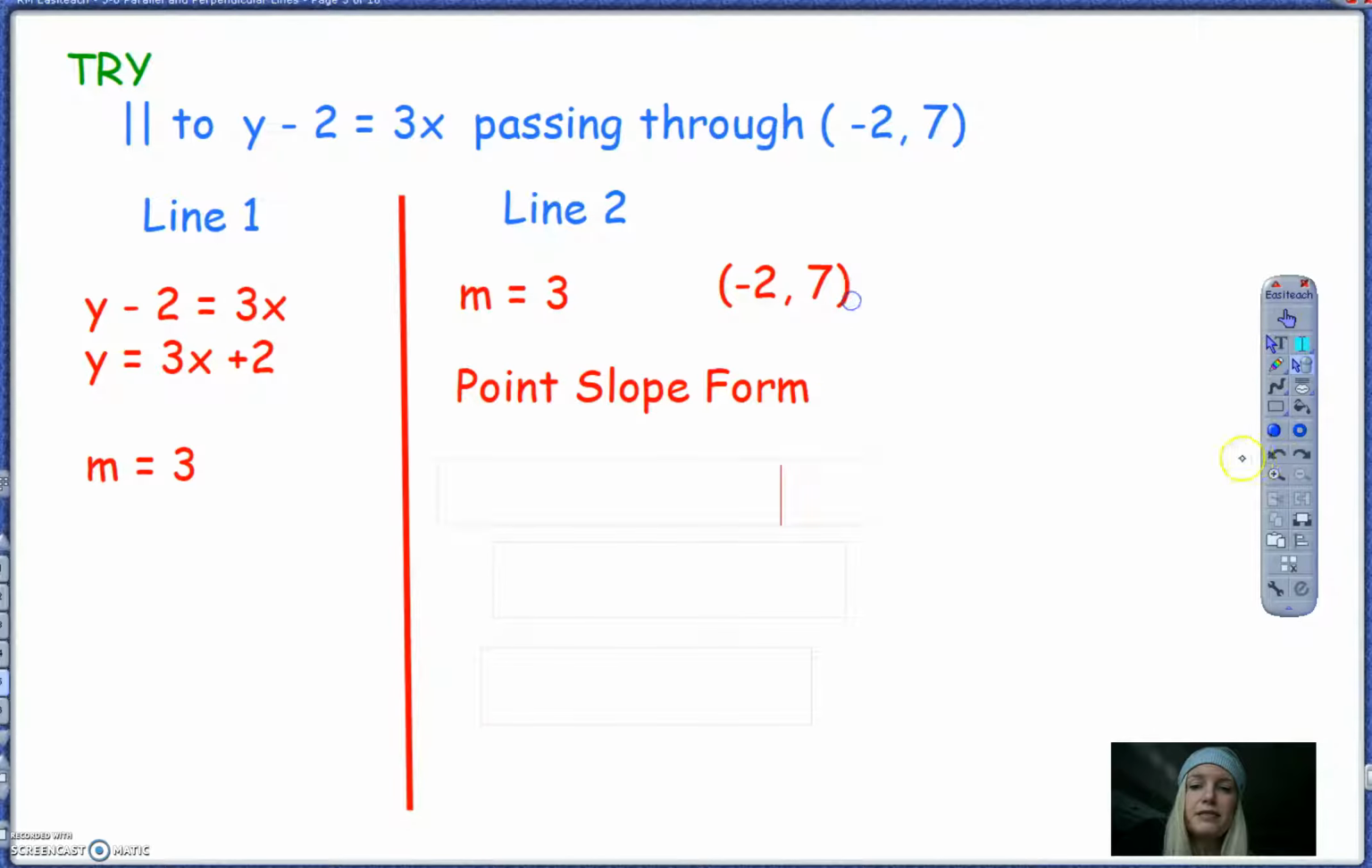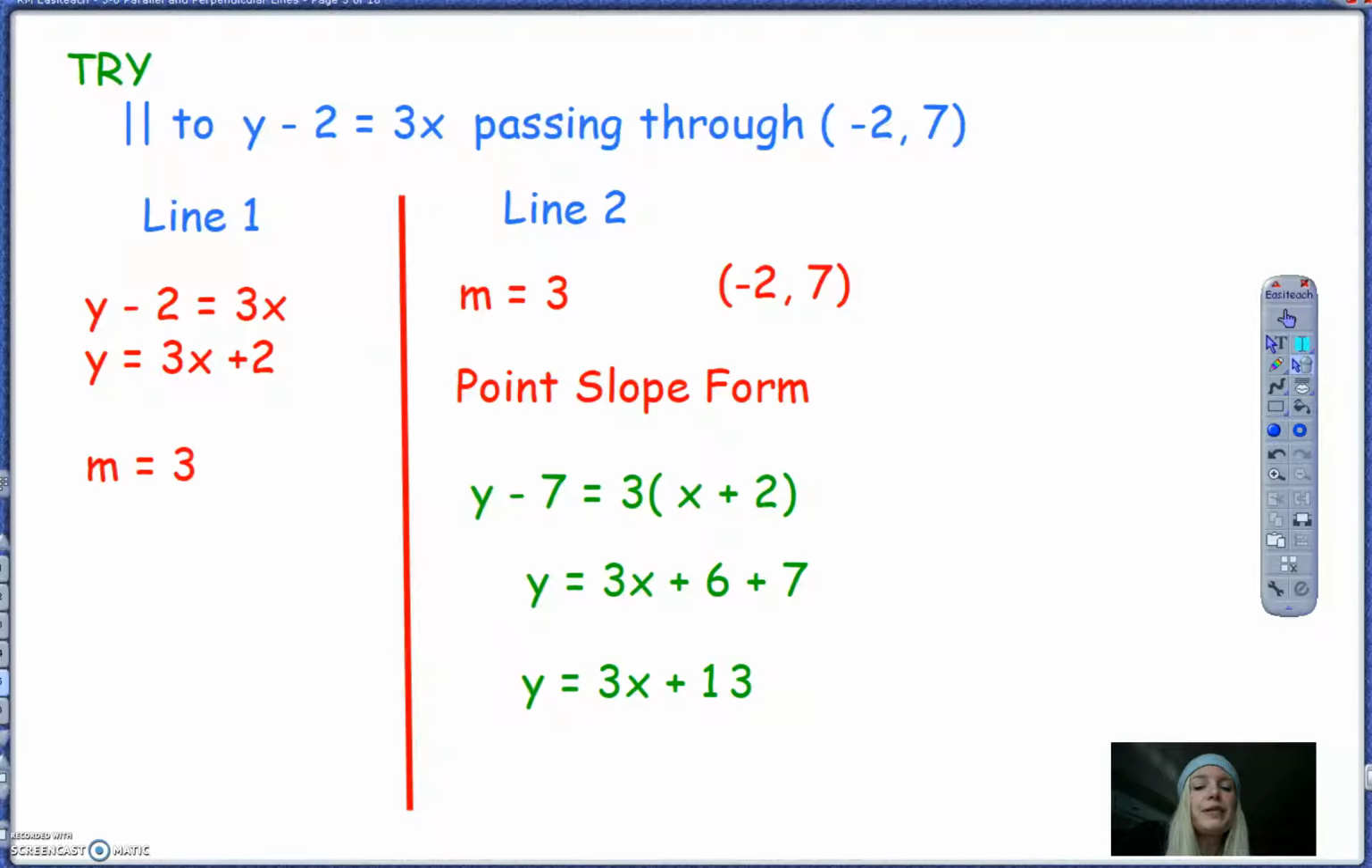I think I deleted it. There we go. Now distribute. I distributed and added at the same time, and then simplified. Okay, so there should be my answer.